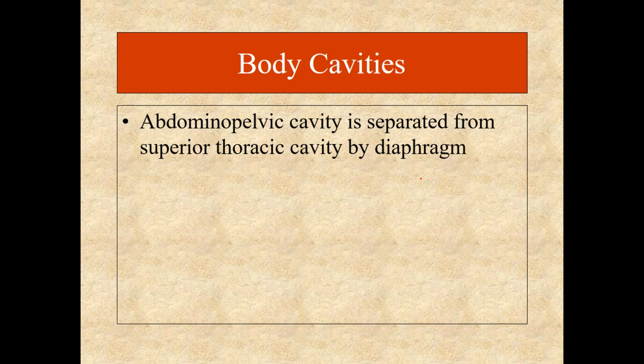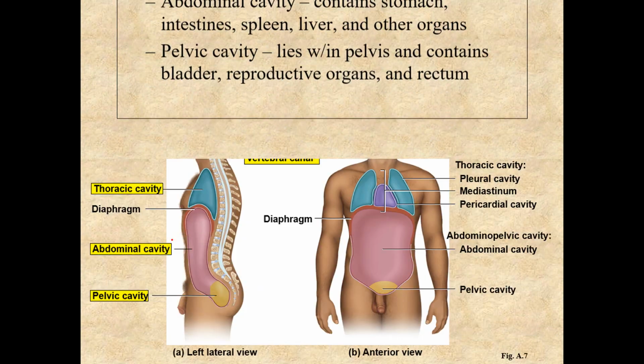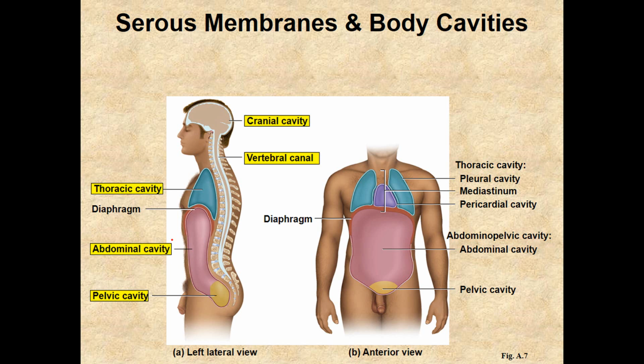So now we have the abdominopelvic cavity, and as we said, it's separated from the thoracic by the diaphragm, and it's composed of two subdivisions, the abdominal cavity and the pelvic cavity. Abdominal cavity contains stomach, intestines, spleen, liver, gallbladder, other organs, and the pelvic cavity contains the bladder, reproductive organs, and the rectum. You've already seen this image, but here it's labeled again.